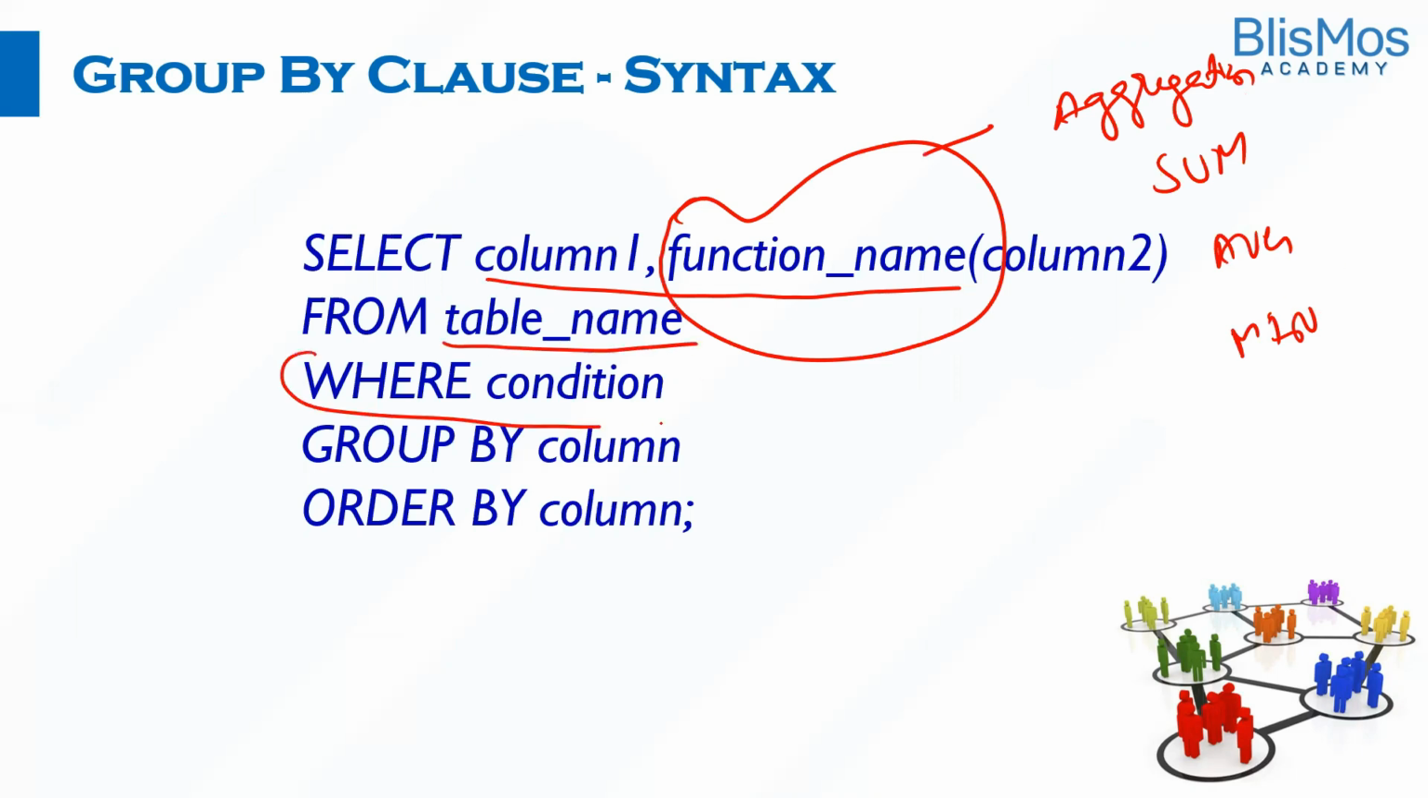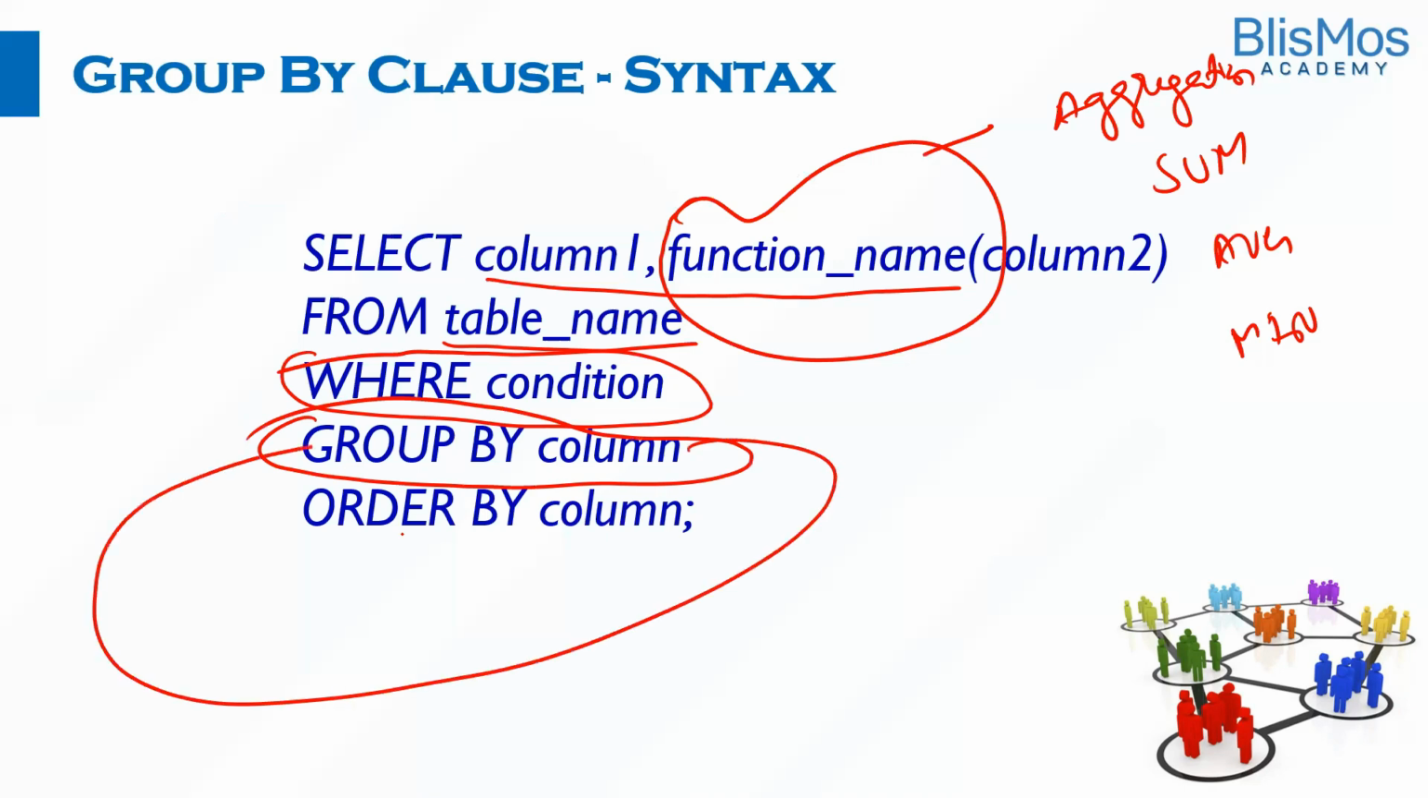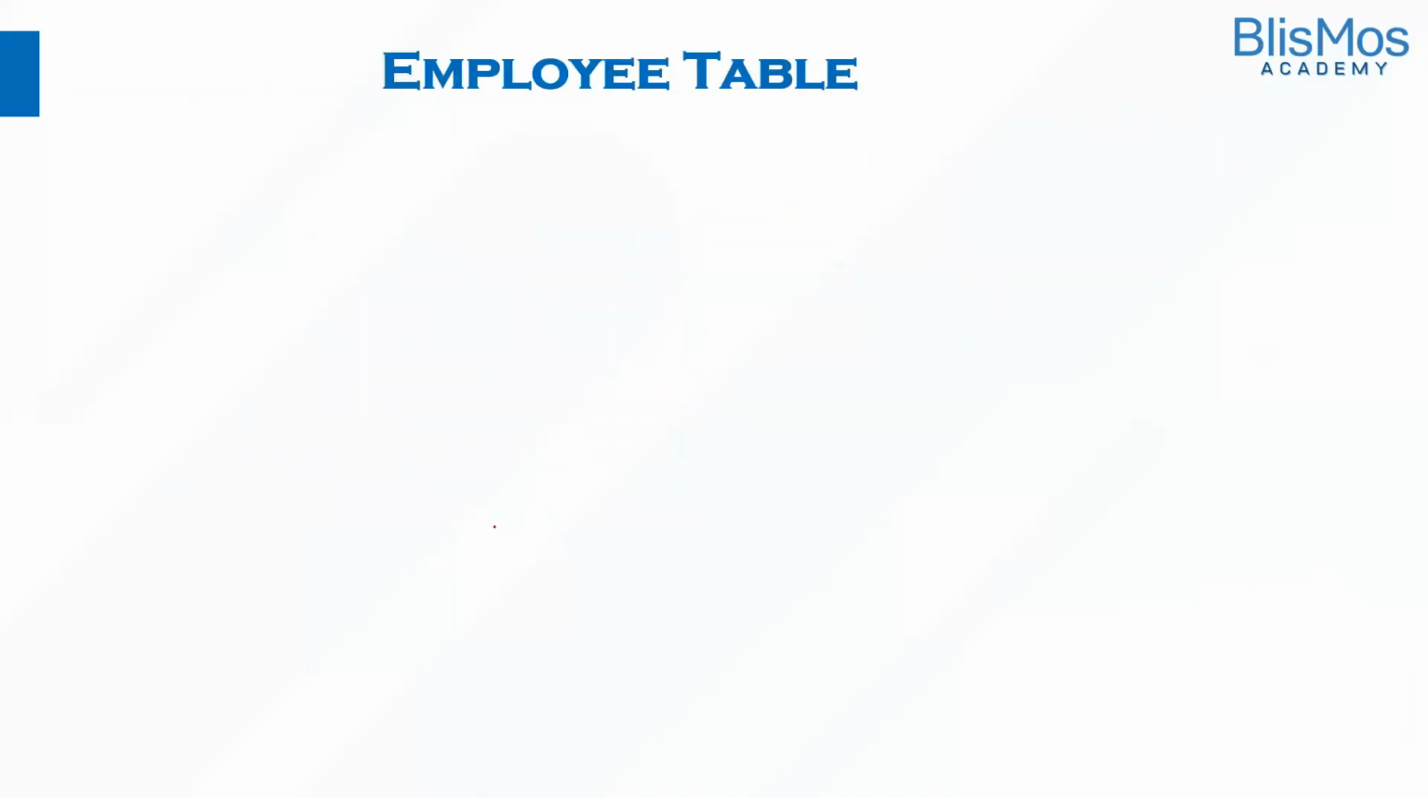Where is a condition; if you want to specify it, you can. Otherwise, you can directly go ahead and specify the group by, the column on which you are trying to group by, followed by order by. It is not necessary that you use where and order by whenever you use the group by, but we are indicating how we usually use the group by in common SQL queries. Let's take an example and understand group by in detail.